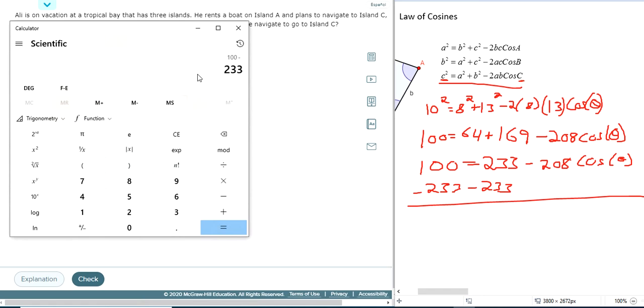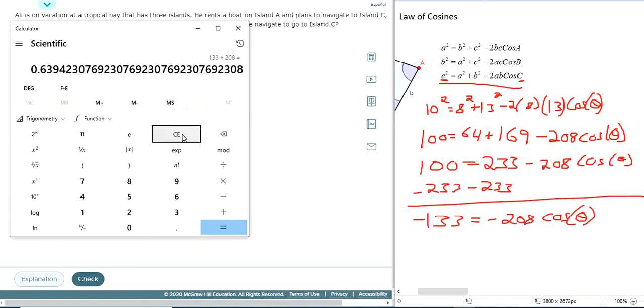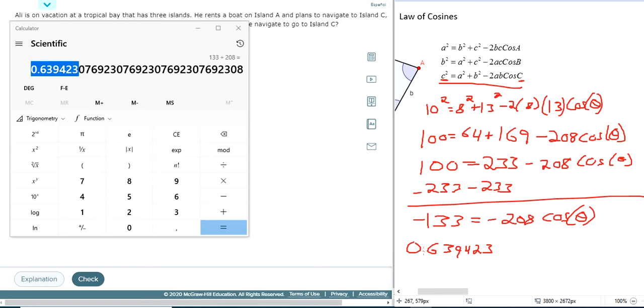100 subtracted by 233 makes negative 133. And then to get cosine theta by itself, you got to divide both sides by negative 208. So that's going to make a positive, right? Negative 133 divided by negative 208, that makes a positive. I subtracted. Shoot, 133 divided by 208 makes a positive. Let's use this many: 0.639423.